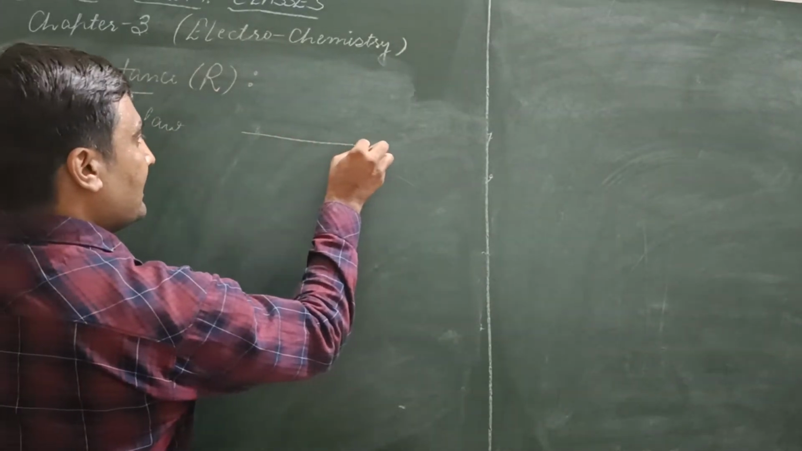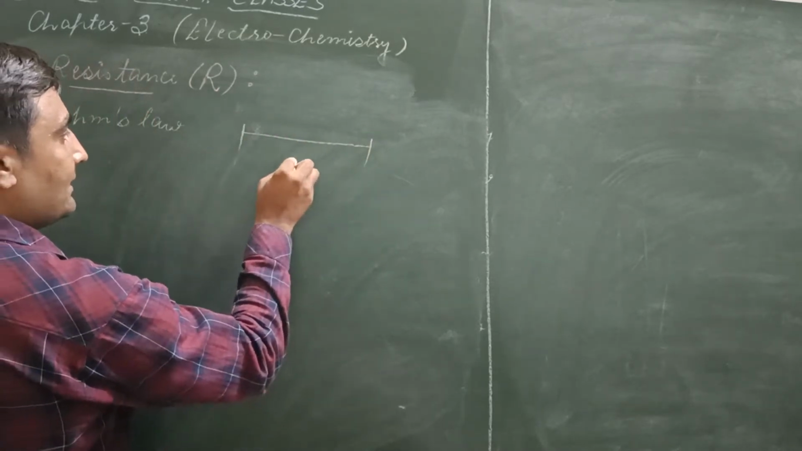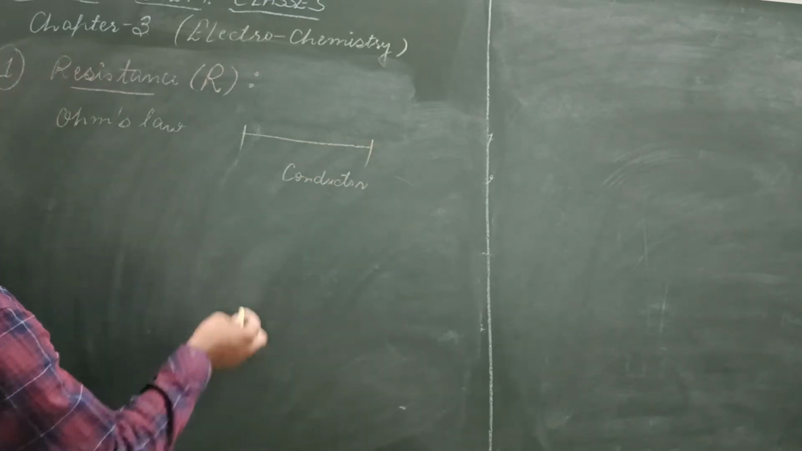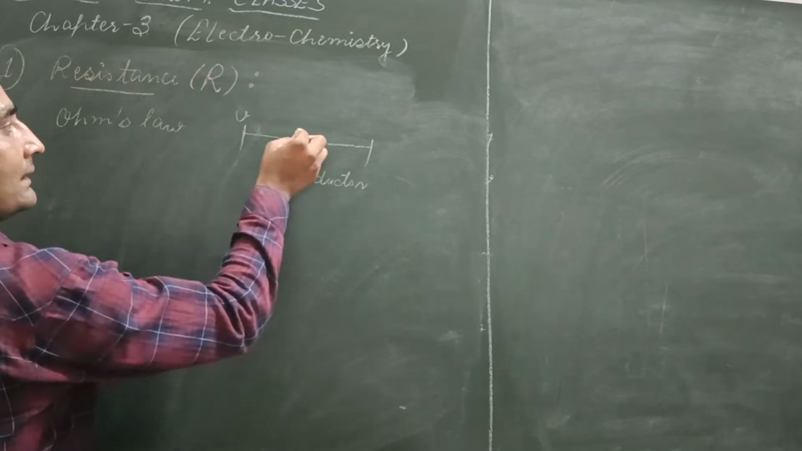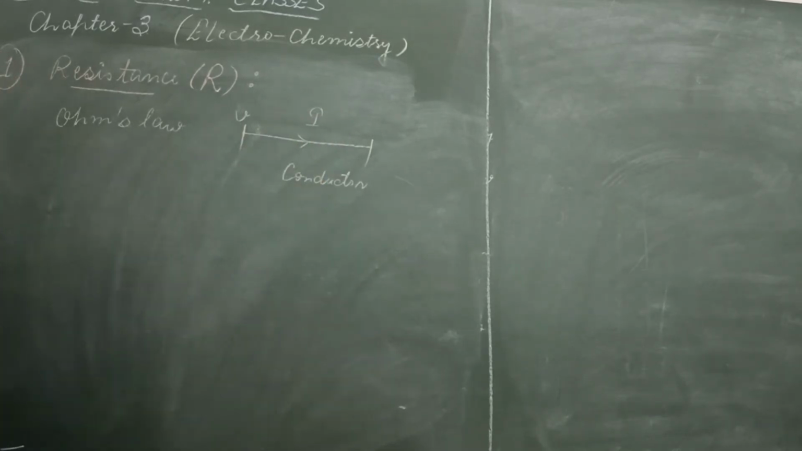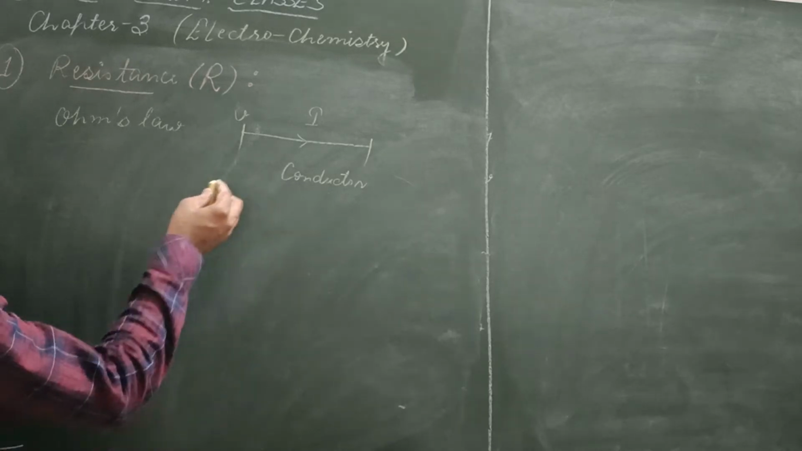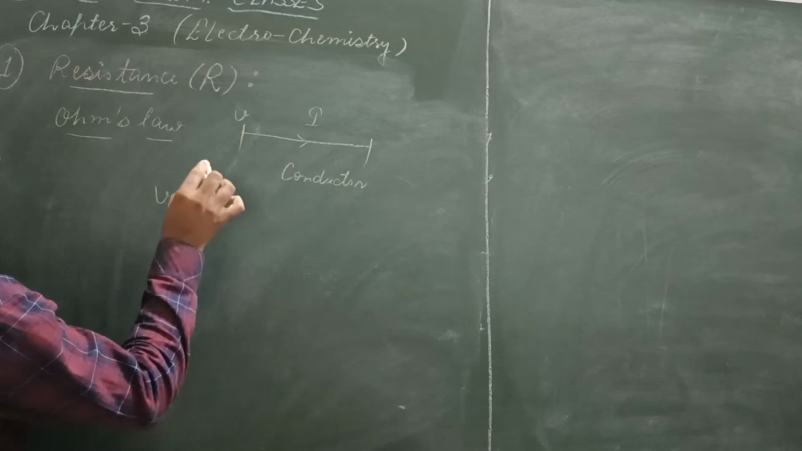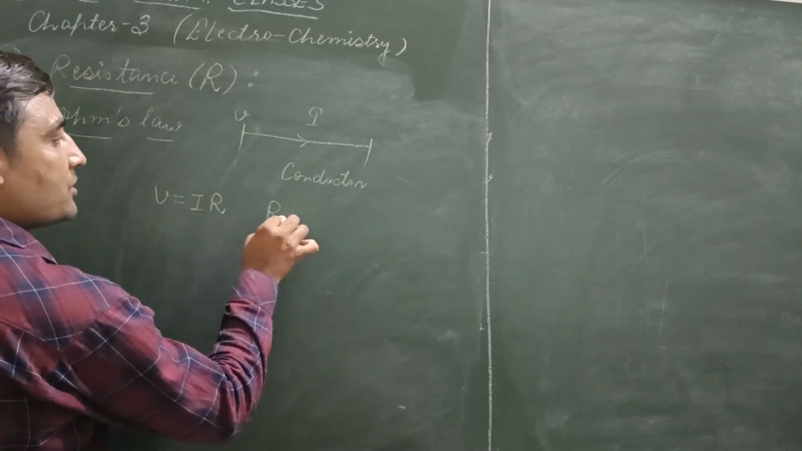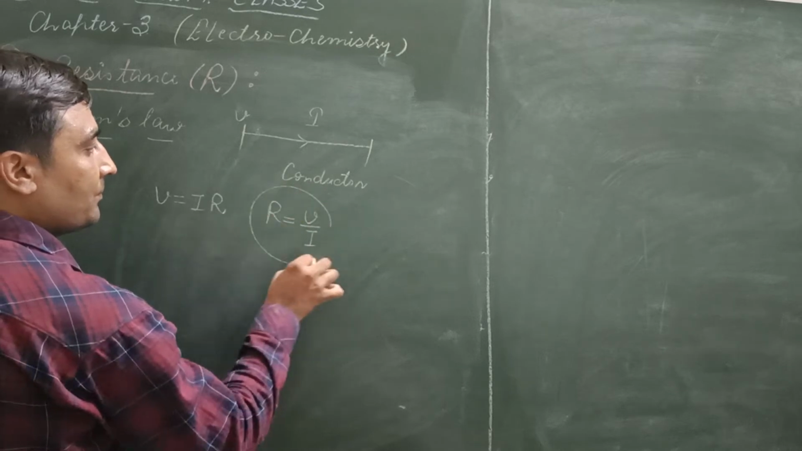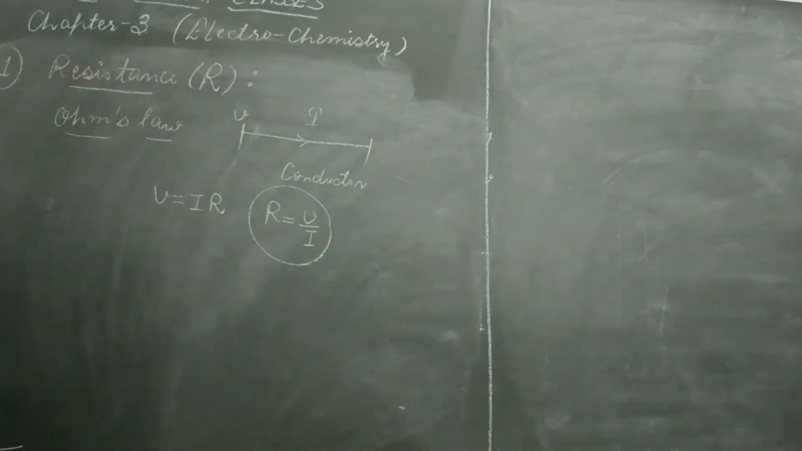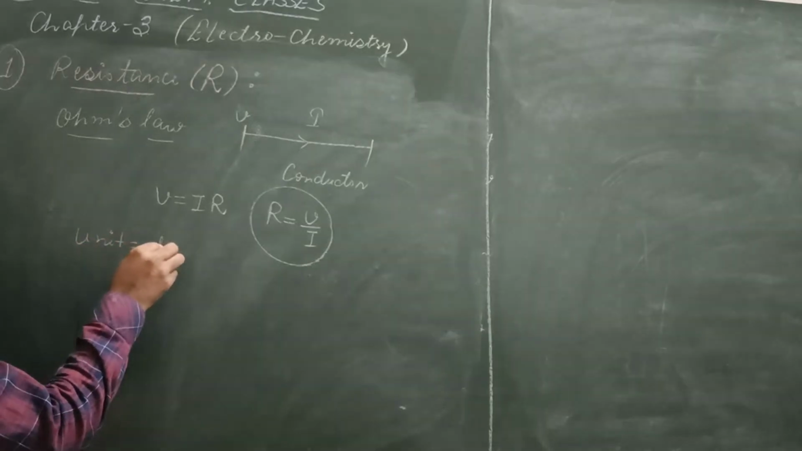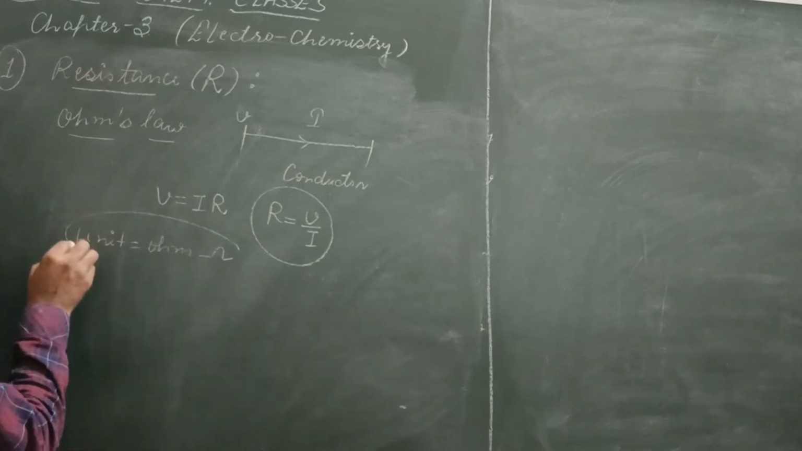Suppose we have a conductor. If voltage V is applied to the ends of the conductor, then current I flows through the wire. According to Ohm's law, V equals IR, or resistance R equals V by I. The unit of resistance is ohm, shown by this symbol.